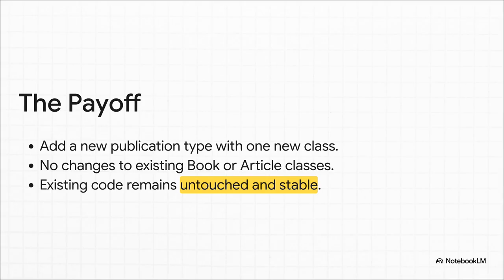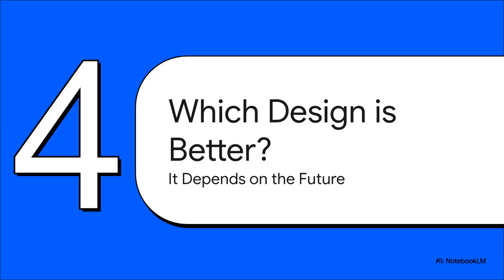You want to add a new kind of publication? Easy. You just create one new class for it. The existing book or article classes, you don't touch them. Your old code stays stable, safe, and untouched. It's fantastic. So, okay, at this point it seems pretty obvious, right? Design 2 is the winner. Case closed. It's cleaner, it's safer, it's just better.